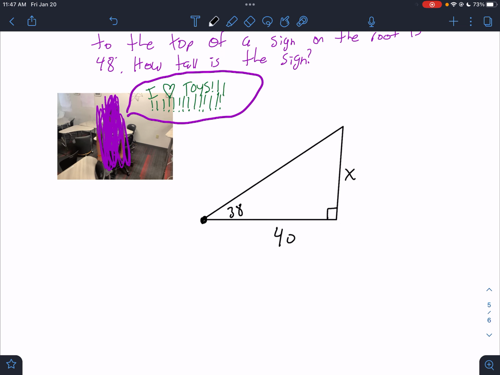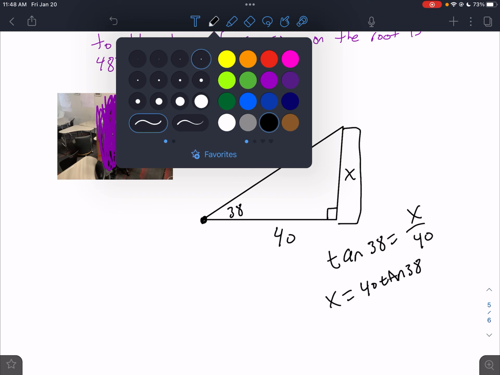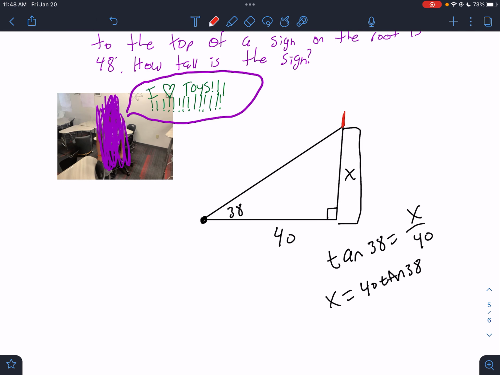The answer is yes. This would be opposite over adjacent. So the tangent of 38 equals opposite over adjacent. If x is up high, all you got to do is multiply. So that's 40 times tangent 38. That is the height of the building. But the sign is on top of the building. So I'm looking at the sign. I have to turn my head up a little bit more.